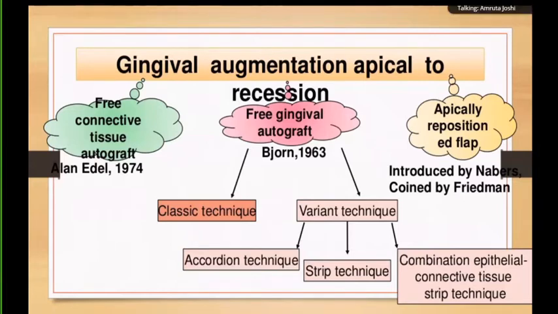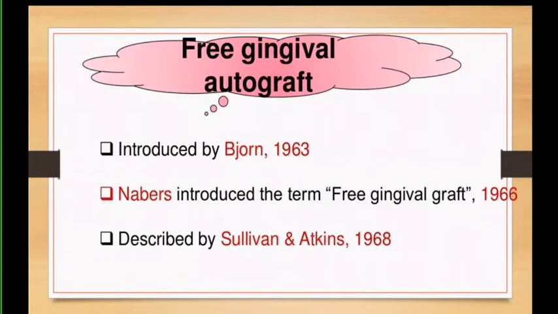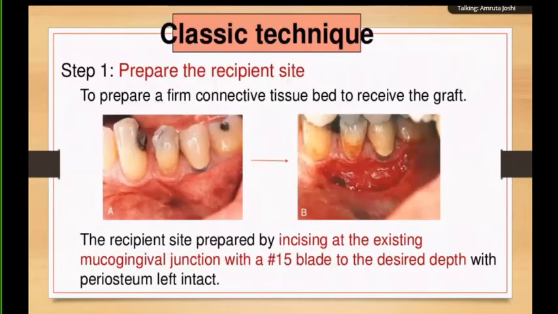It was given by Bjorn in 1963. So here is the technique. This is the classical technique. Just see the pictures and try to understand. In the first picture, what you can see is hardly 0.2 millimeters of attached gingiva. Especially in the premolar region, and also in the canine region, there is no attached gingiva present. So what do you want to do? You want to increase the width of attached gingiva. There is no recession. You cannot say that I want to cover the root surface. No, we want to increase the attached gingiva.